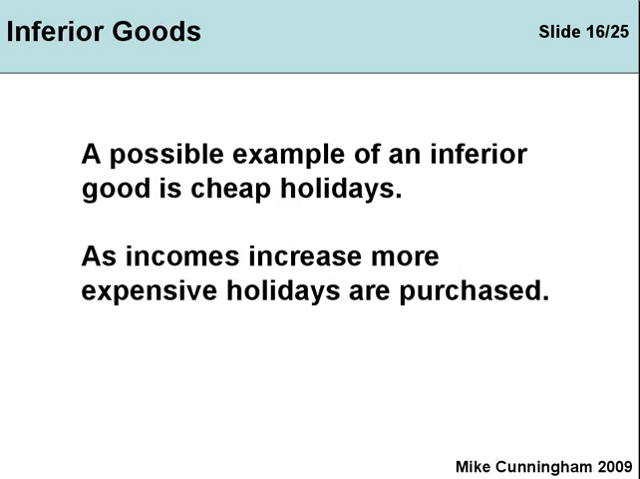So a possible example of this could be cheap holidays. As incomes increase, more expensive holidays will be purchased. So as incomes increase, there will be fewer cheap holidays sold because we have more money to spend on more expensive holidays.